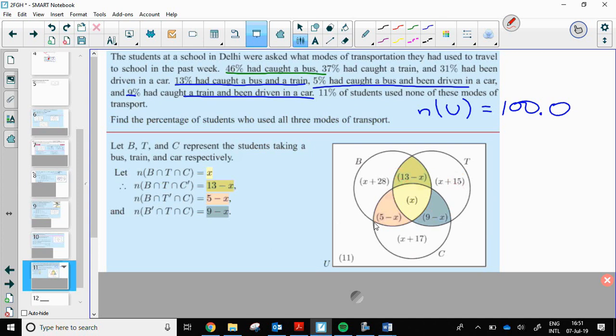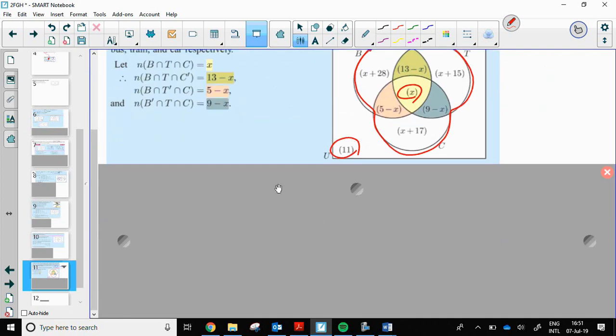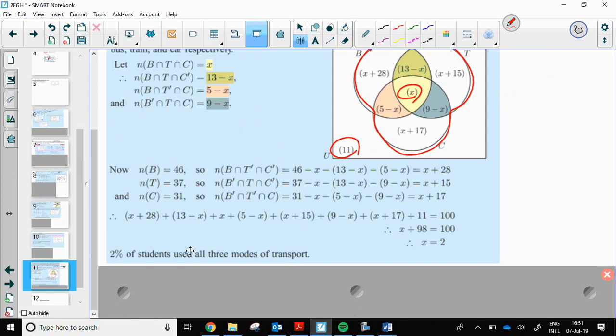And now we can actually try to answer the question. We're searching for x. We want to know the percentage of students who use all 3 modes of transport. So that's what we're looking for. We know the grand total's got to be 100. So we're just going to add up everything inside of here. And it should equal, well, 89 because we have another 11 right there. So we're adding up everything, plus that 11 is equal to 100. Solving it, easy, x is equal to 2, so 2% of students use all 3.